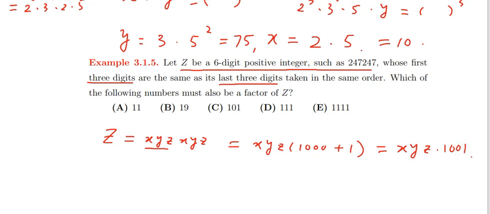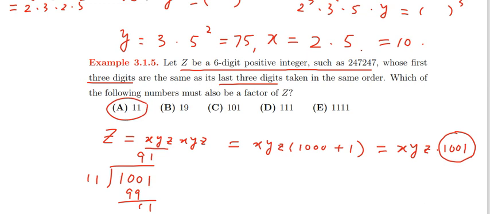So x, y, z can be any number. The question is: which of the following numbers must also be a factor of z? So we just check which number is a factor of 1001. How about 11? 11 is okay. So we find 11 is okay, so we say this one is okay.